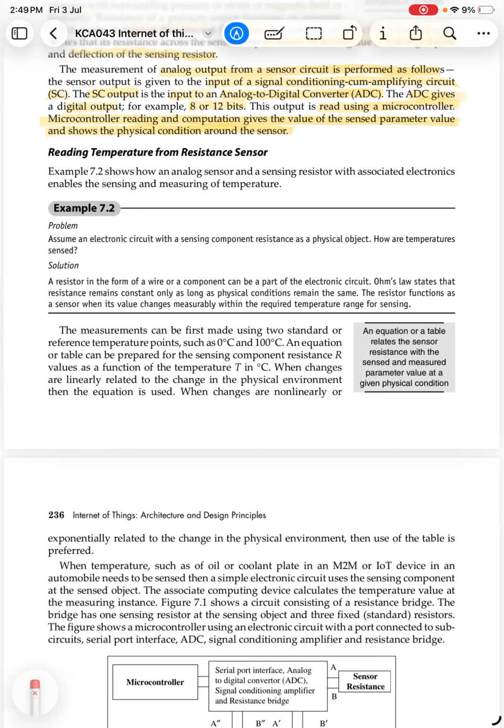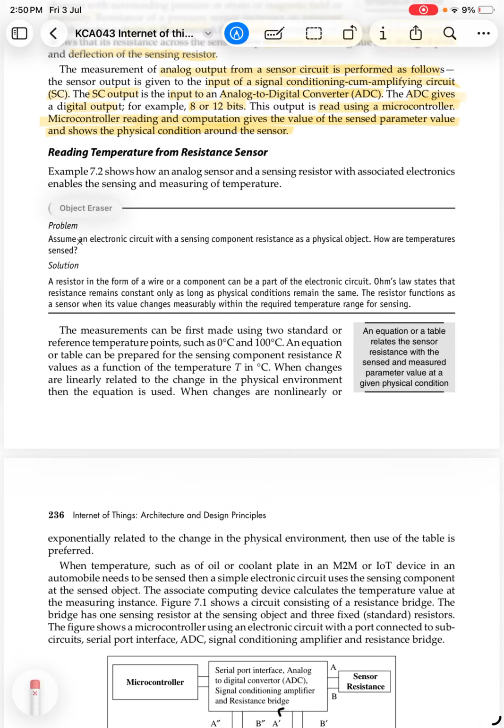Hi, so today we will be continuing with sensor technology. Reading temperature from resistance sensor. Example 7.2 shows how an analog sensor and a sensing resistor with associated electronics enable the sensing and measuring of temperature.